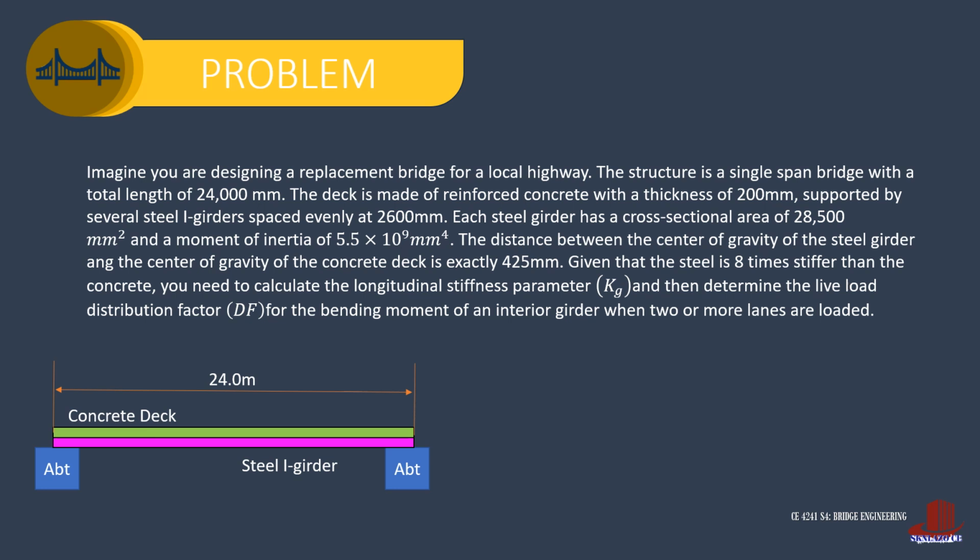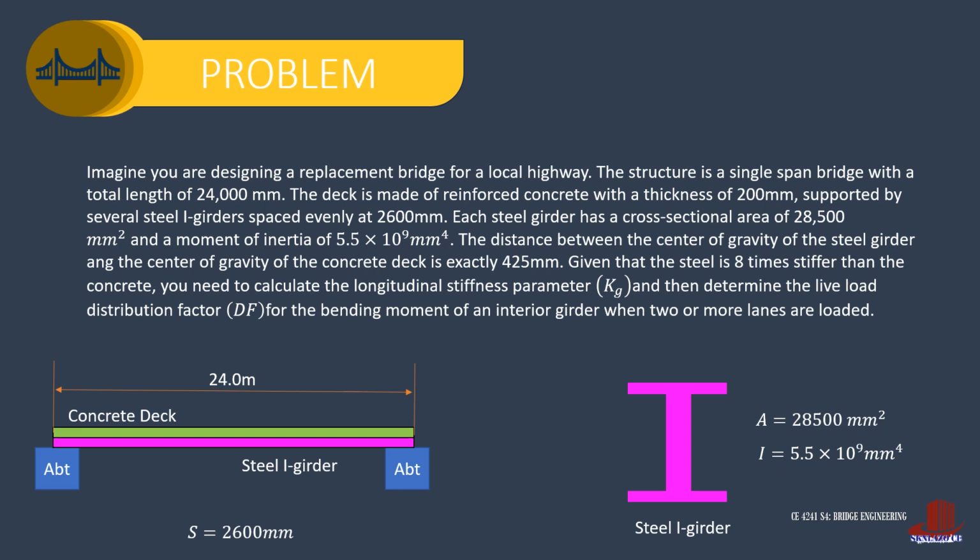The bridge is single span of 24 meters length and composed of a concrete deck and a steel girder. The girders are equally spaced at 2,600 millimeters. For the steel girders, the cross-sectional area is given as 28,500 square mm, and its moment of inertia is 5.5 times 10 raised to 9 millimeters raised to 4. With this is the deck with 200 millimeters thickness, and also given is the distance between the center of the girder to the center of the deck as 425 millimeters.